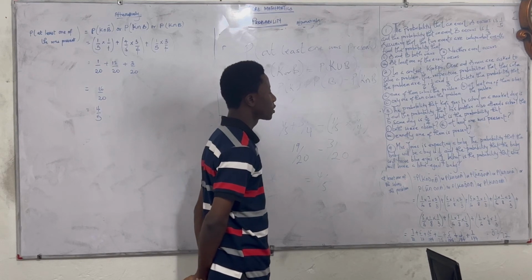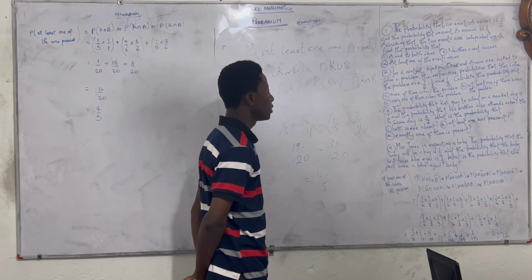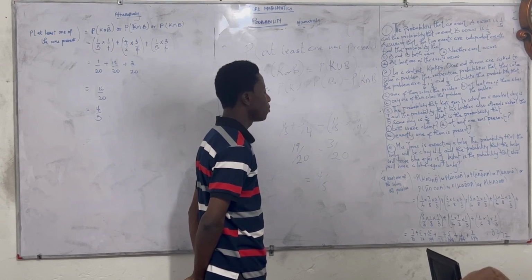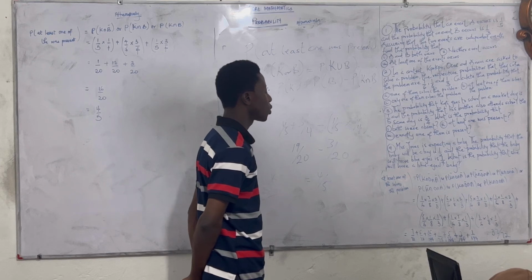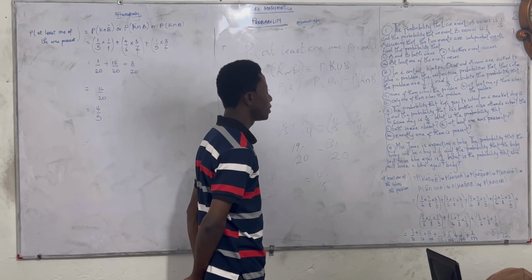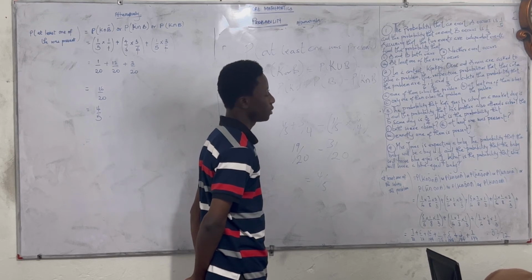Mrs. Jones is expecting a baby. The probability that the baby will be a boy is 1 over 2. And the probability that the baby will have blue eyes is 1 over 4. What is the probability that she will have a blue-eyed baby?